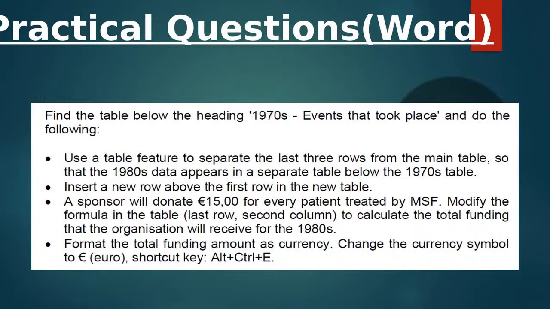A sponsor will donate £15 for every patient. Modify the formula in the table. So in this example, there's an existing formula. You're going to modify it to calculate the total funding. And then they want you to format it as currency. Now, most of those things will be in your table. And I just want to see if I've got an example over here.